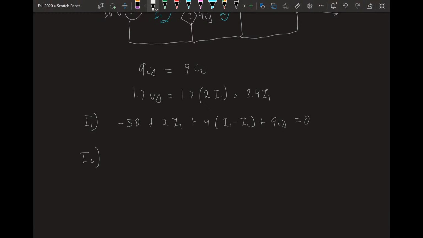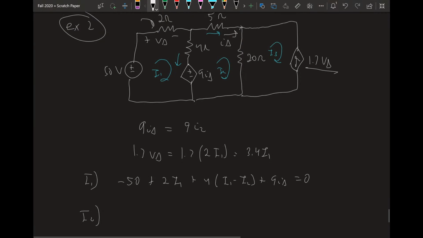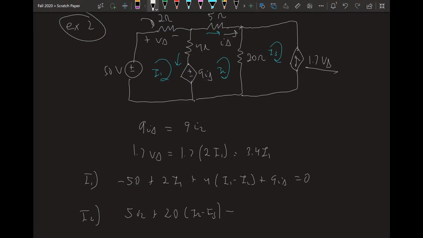Moving on for I2. Same thing. We're going to start with the 5 ohm resistor at the top. 5 I2 plus the 20 ohm resistor going to the right times I2 minus I3. Oh, okay, another typo. Wonderful. Minus 9I delta in the voltage rise over here, plus 4 times I2 minus I1. That's going to equal 0.